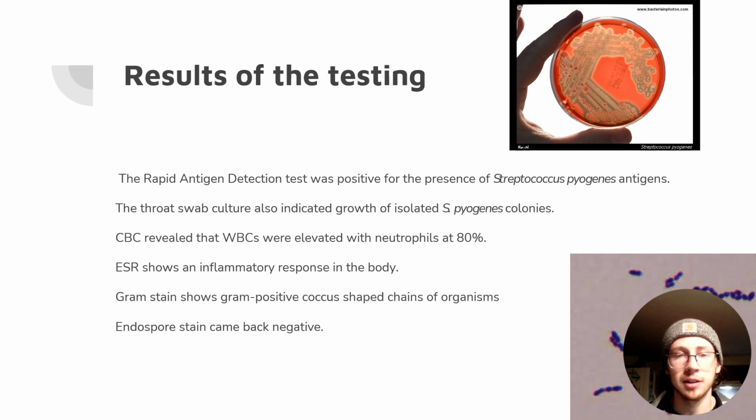The complete blood cell count revealed that white blood cells, specifically neutrophils, were present in an elevated level of 80%, showing that there's an inflammatory response happening here. The erythrocyte sedimentation rate does show an inflammatory response in the body. And the gram stain shows that there are gram-positive coccus-shaped chains of organisms seen in the bottom right, as well as the endospore stain coming back as negative.